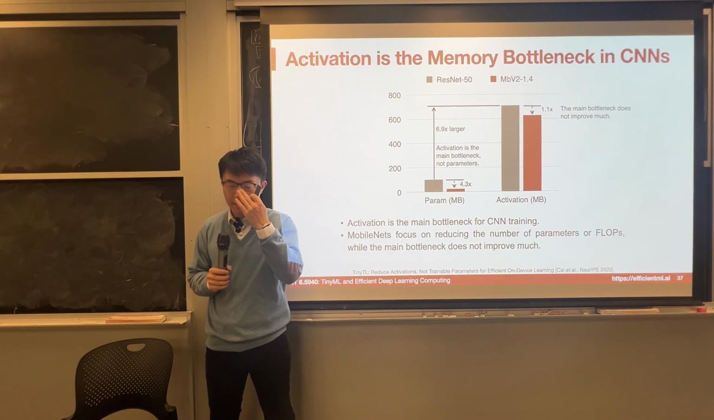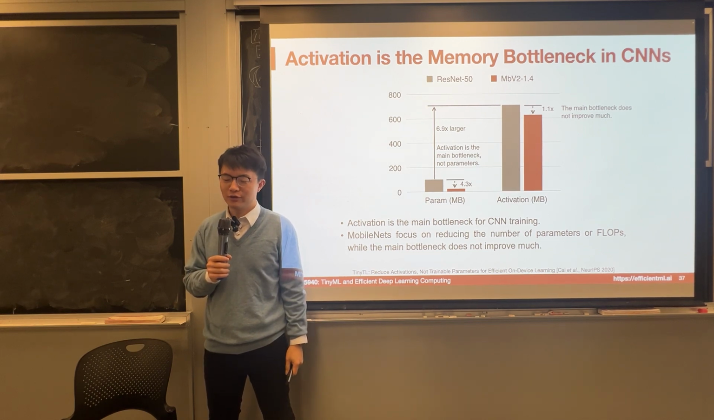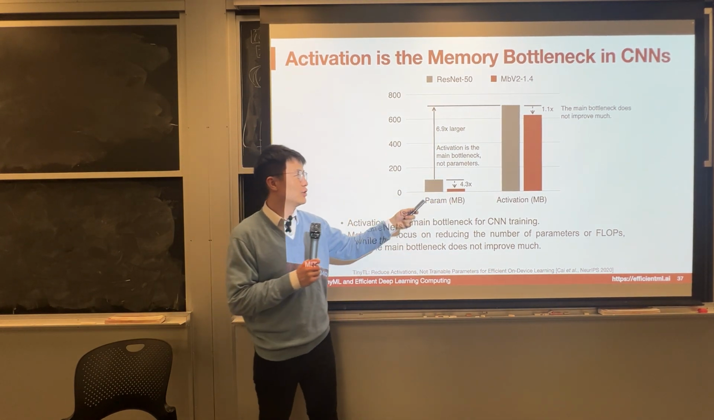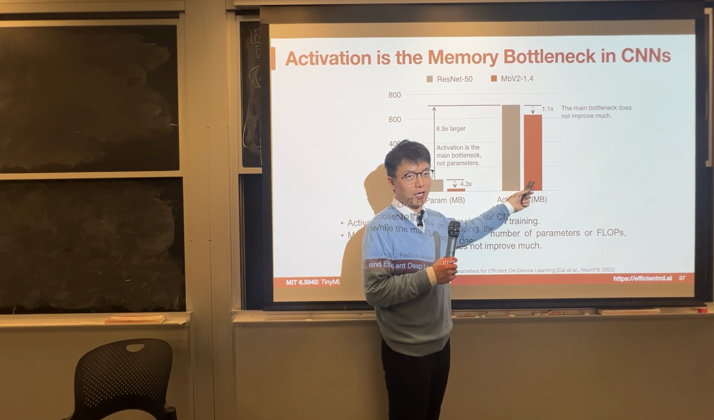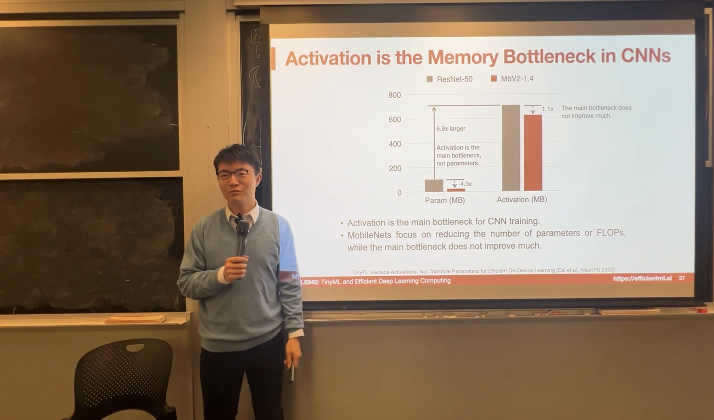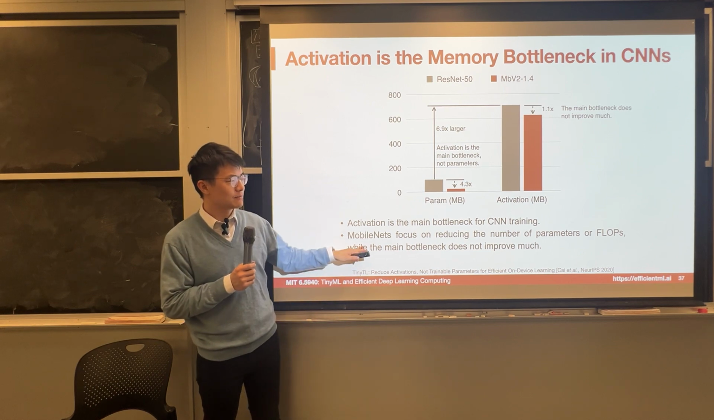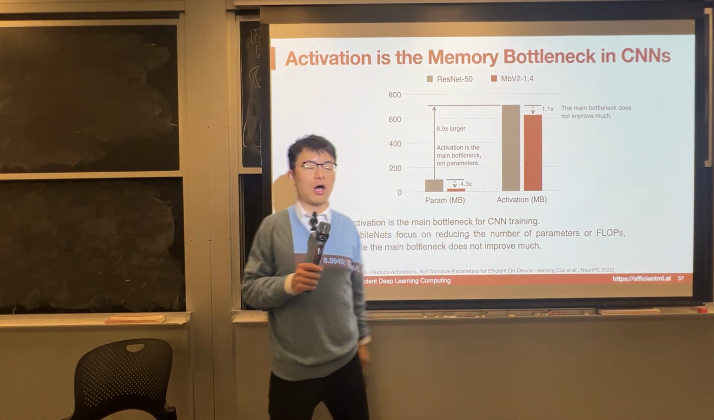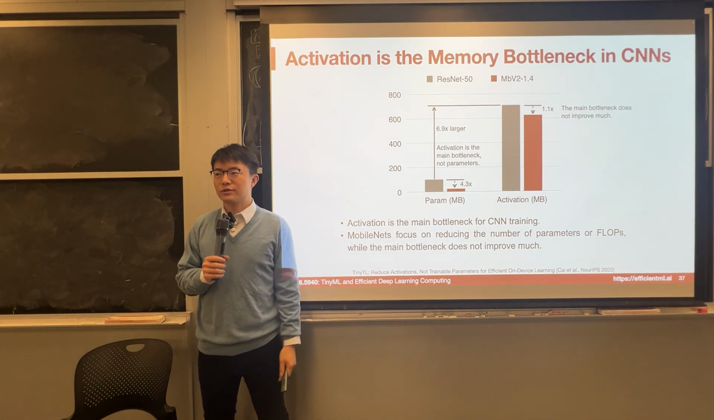What about switching to MobileNet? Remember we talked about MobileNet, which is very flop and parameter efficient for inference on the phone. So we plotted the parameters of MobileNet. Indeed, you get like 4x smaller amount of parameters. But the main bottleneck, which is the activation, only improved by about 10%. So the main bottleneck did not improve much from ResNet to MobileNet for training. And why is that the case? Because MobileNet focuses on reducing the number of parameters or the flops. Okay, so the major change is that it introduced this depth-wise convolution.